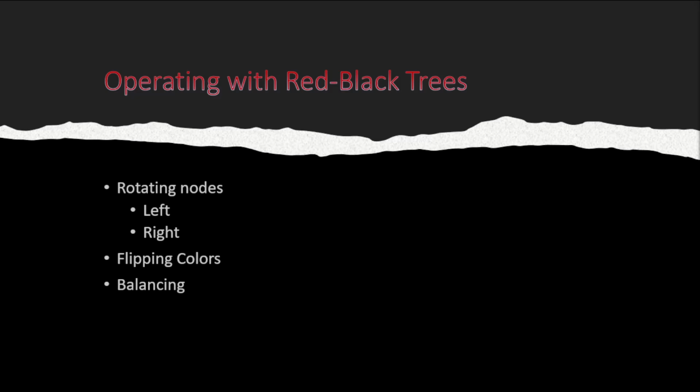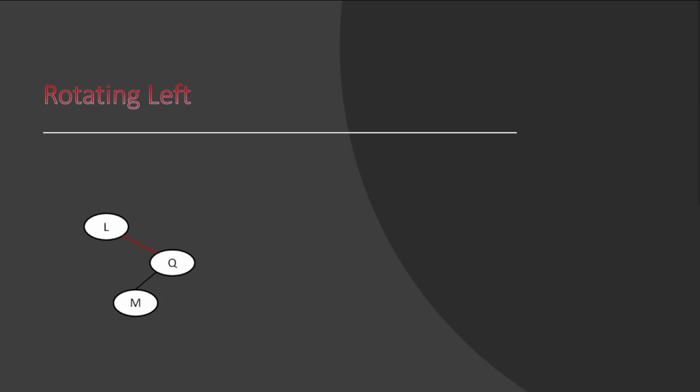There's also this idea of flipping colors, very, very simple. And then the larger notion of balancing is how do I balance not the full tree, but just a specific node, a little subtree inside of there. So the great thing about our algorithm is we can stay recursive, and we only have to balance each subtree at a time, and then in turn we'll have the whole tree balanced.